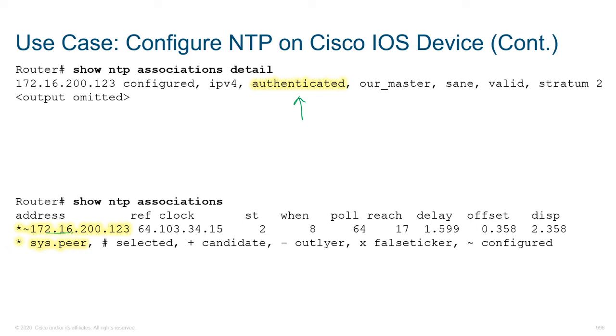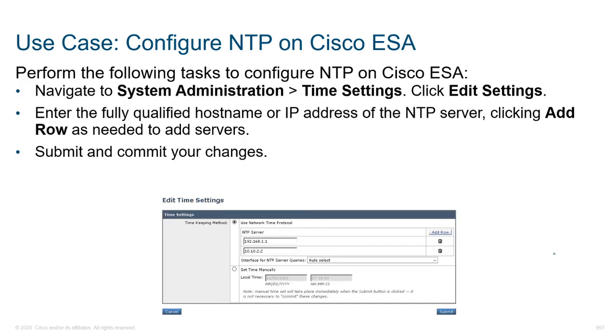And here is the output of our show ntp associations. So what is the IP? Generally, the asterisk or star means system peer. The tilde just means that it's been configured.